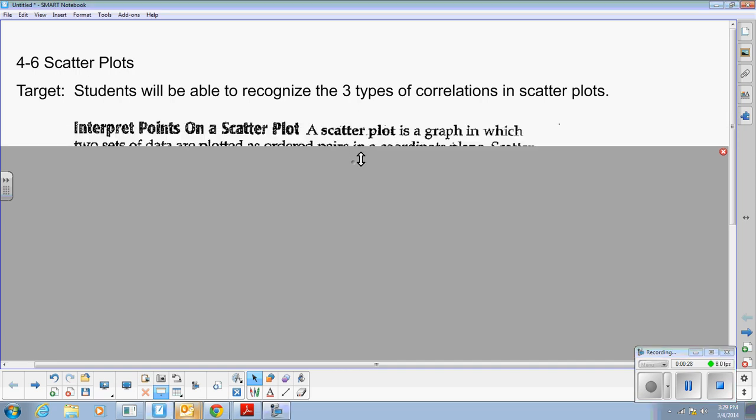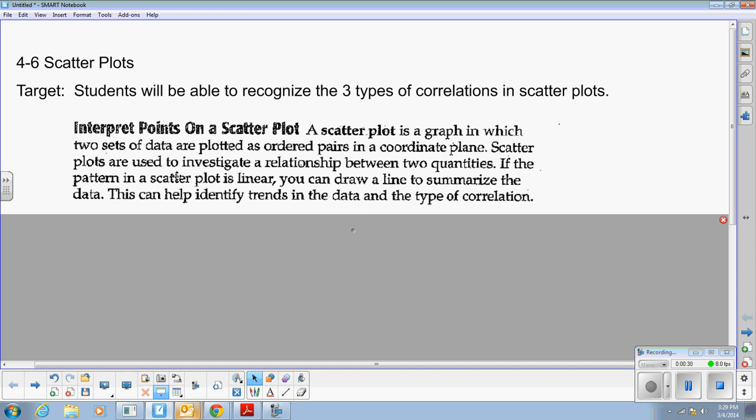So to start with, what is a scatter plot? Essentially, it's a graph in which two sets of data are plotted as ordered pairs, and it's on a coordinate plane. Scatter plots are also used to investigate a relationship. If the pattern in a scatter plot is linear, in other words, if it looks like almost a straight line, we can draw a line to summarize the data. And that will help us identify the trend.